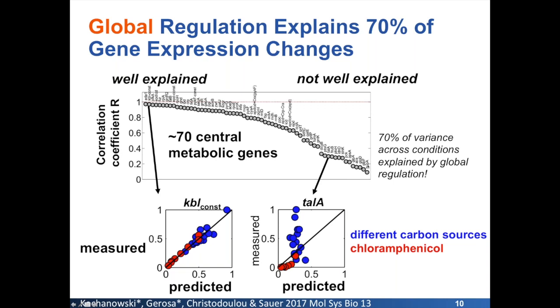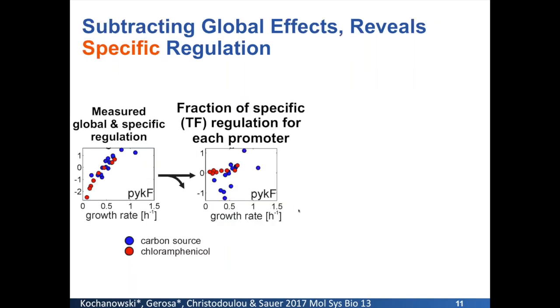And down here now, we have those that are for us interesting cases, because here we see strong deviation from the diagonal, and here we would now expect there's a transcription factor that is responsible for the specific regulation of this gene. Good. Now we can come back to what we actually wanted.